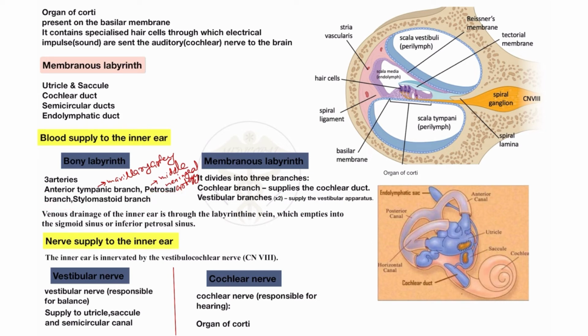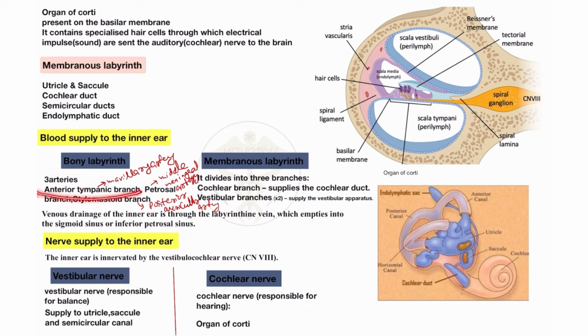And third is the stylomastoid branch. The stylomastoid branch is a branch of the posterior auricular artery. Posterior auricular, sorry, it's so congested. Posterior auricular artery. So there are three arteries supplying the bony labyrinth.